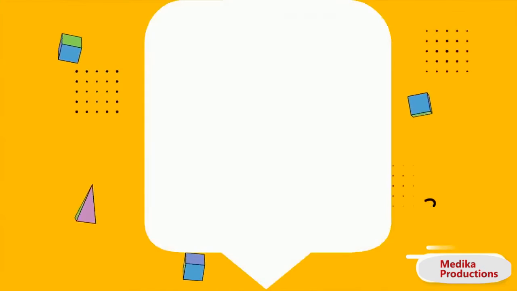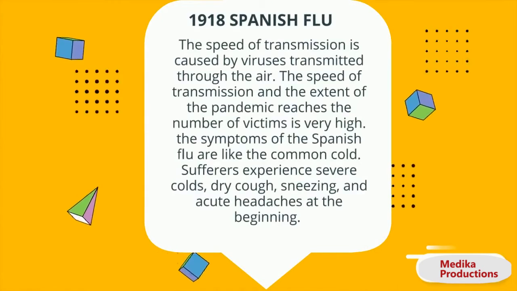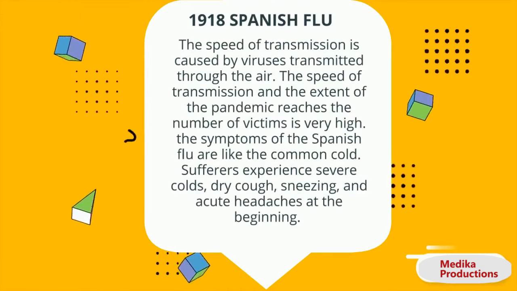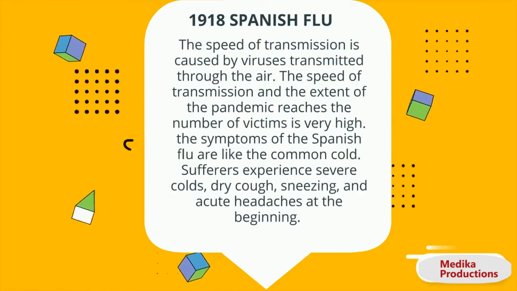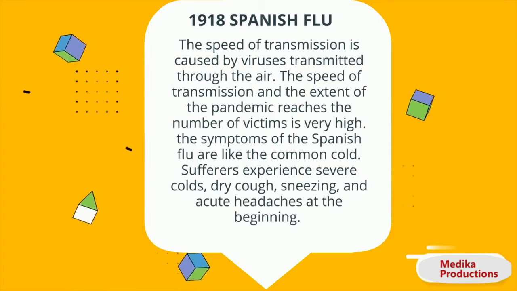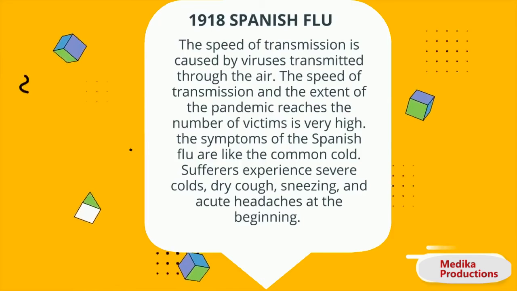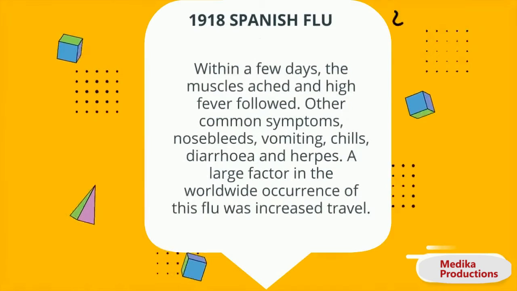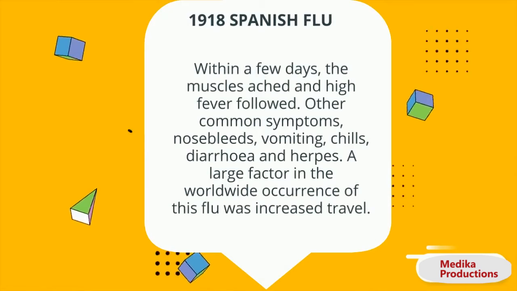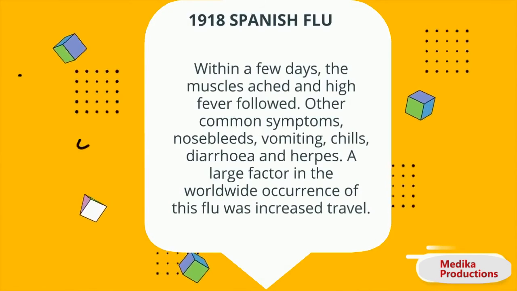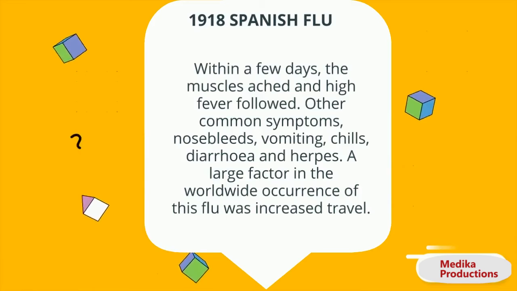The speed of transmission is high because the virus is transmitted through the air. The speed of transmission and the extent of the pandemic led to a very high number of victims. The symptoms of the Spanish flu are like the common cold. Sufferers experience a severe cold, dry cough, sneezing, and acute headache at the beginning, followed within a few days by muscle ache and high fever, nosebleeds, vomiting, chills, diarrhea, and herpes.